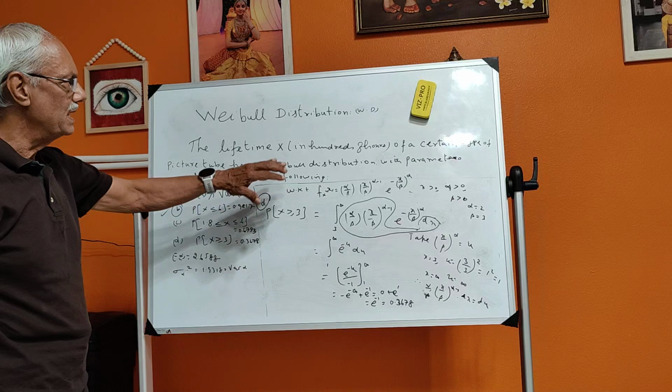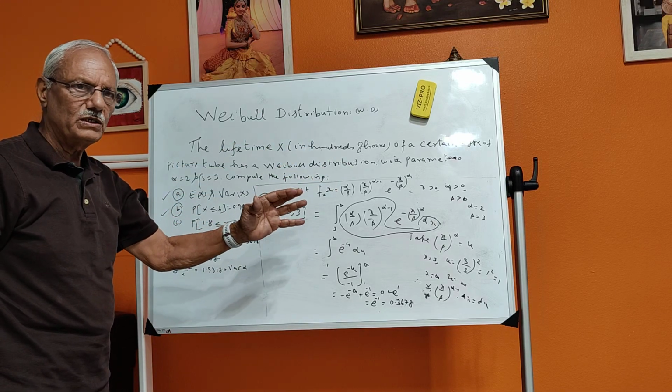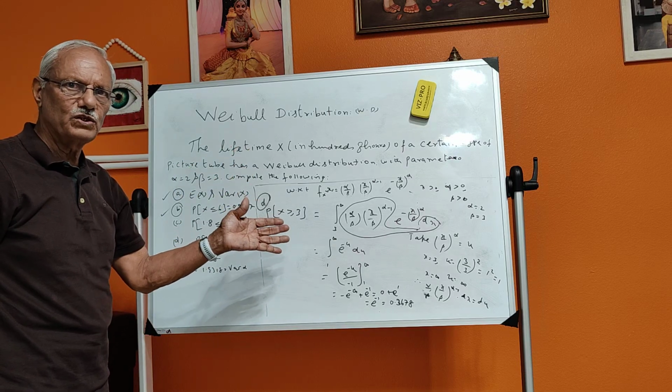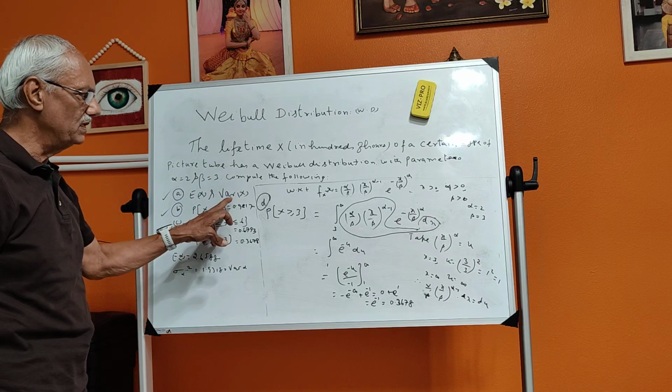What I have done is introduce what is called the Weibull distribution. It is a continuous distribution. I have taught you how to find the moments of the Weibull distribution. Having found them, I am able to answer the questions on E of x and the variance of x.